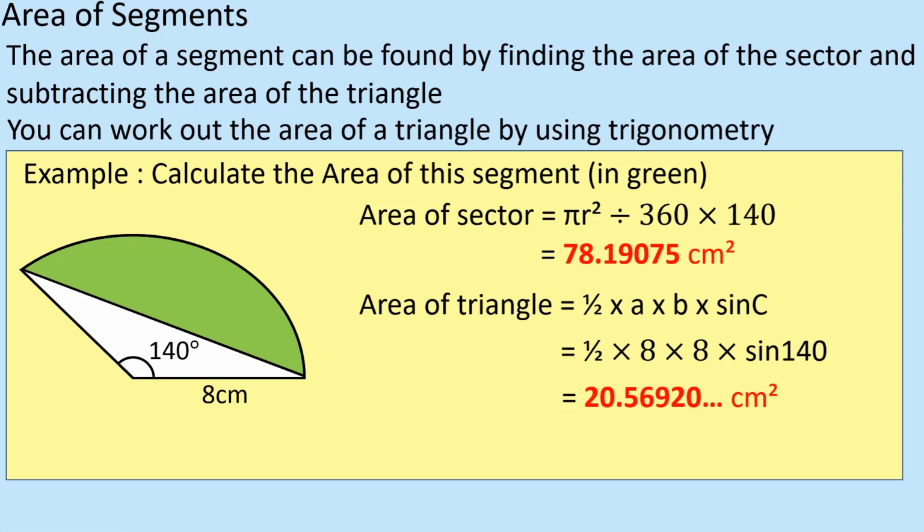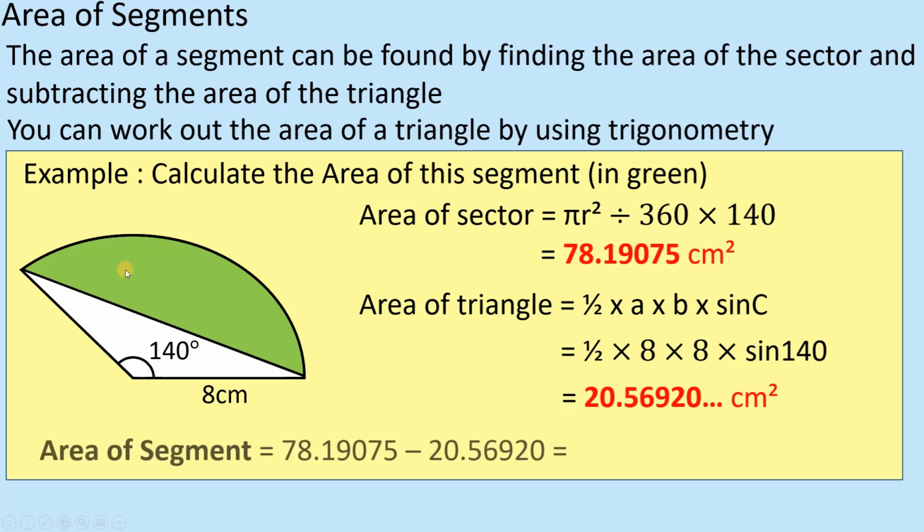And therefore, when I take away the triangle from the whole lot, you are left with the bit in the green. So the area of a segment is that, take away that, and it's going to give you that. It's quite a laborious, time-consuming task to do, but of course you would hope that in an exam they'll give you a few marks for it.